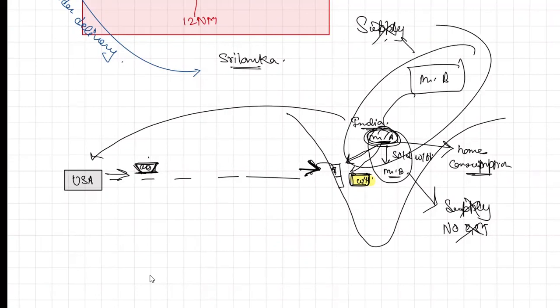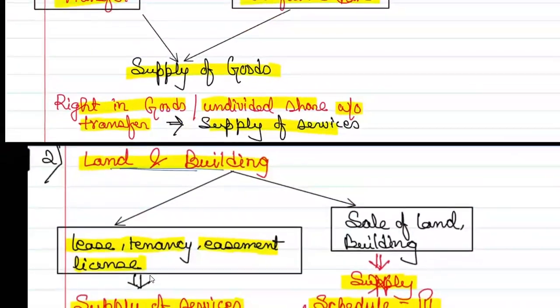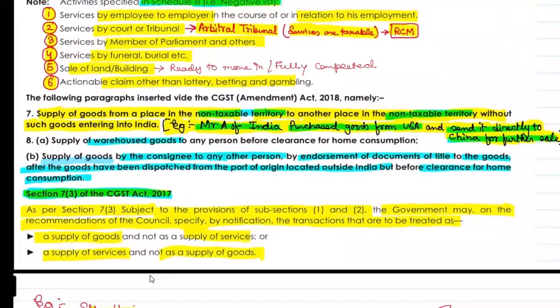Is that clear? Now we'll read it once. I hope you can connect it. We'll read the first point first. Supply of warehouse goods that were kept by Mr. A, to any person before clearance for home consumption. Mr. A sold it to Mr. B before home clearance. No GST. Not a supply, no GST.